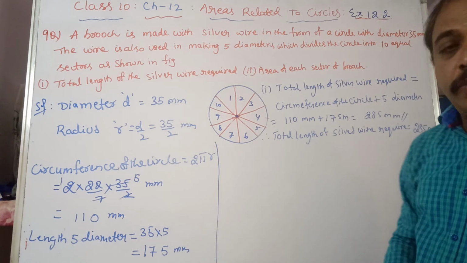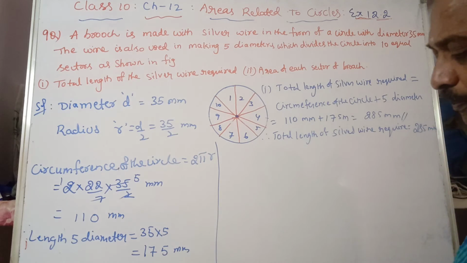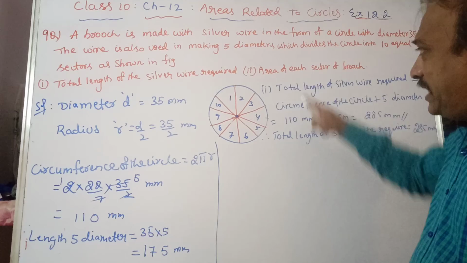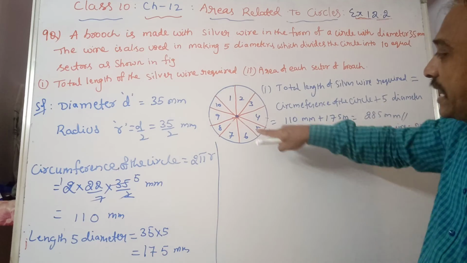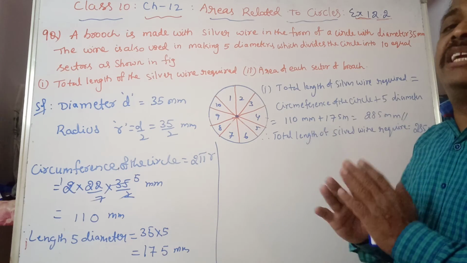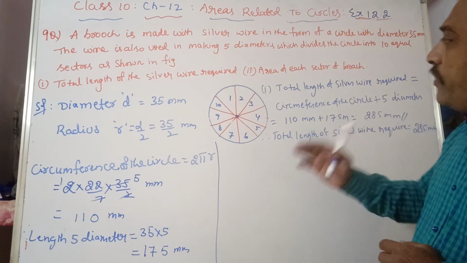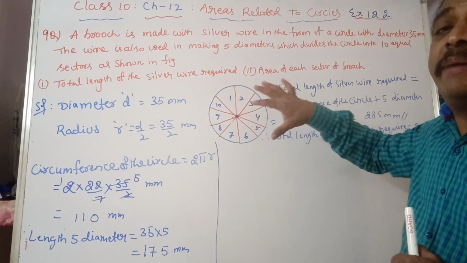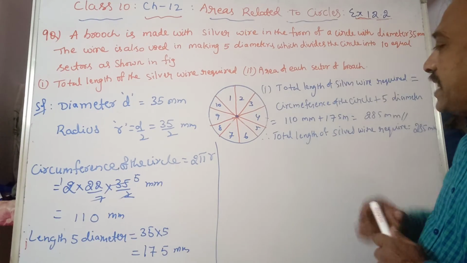Now what you have to do? You have to find out even the second question, that is area of each sector. So 10 sectors are formed. Because they are divided into 10 equal sectors, if you find out area of one sector, all the sectors will have the same area. So area of each sector.